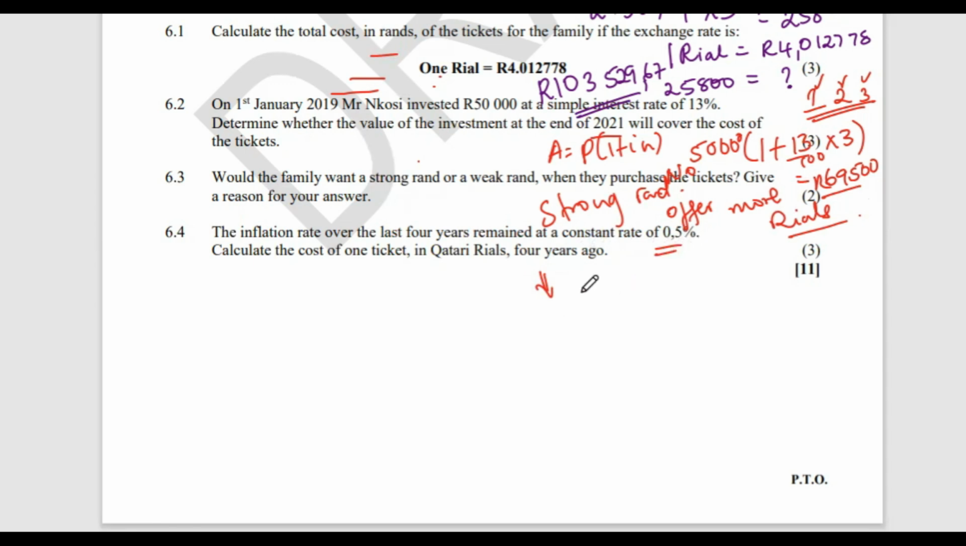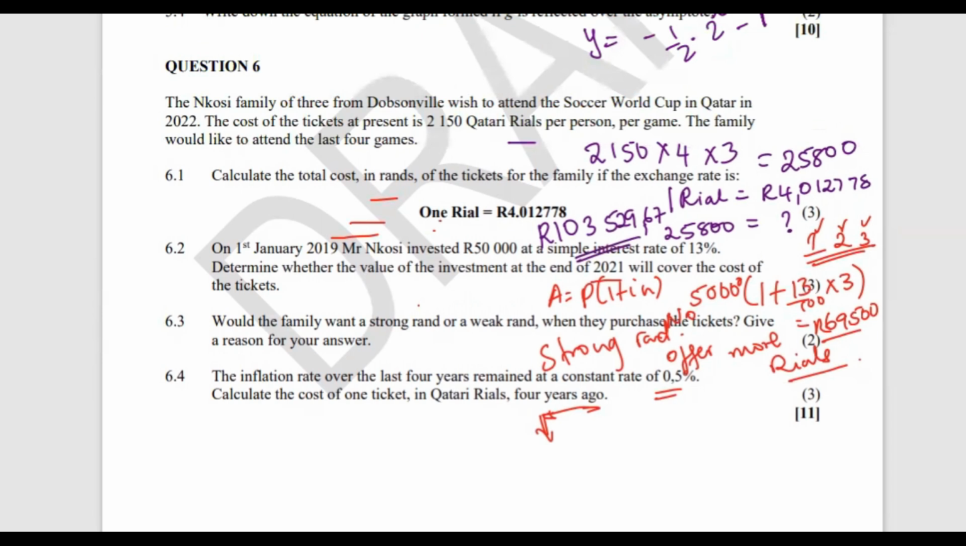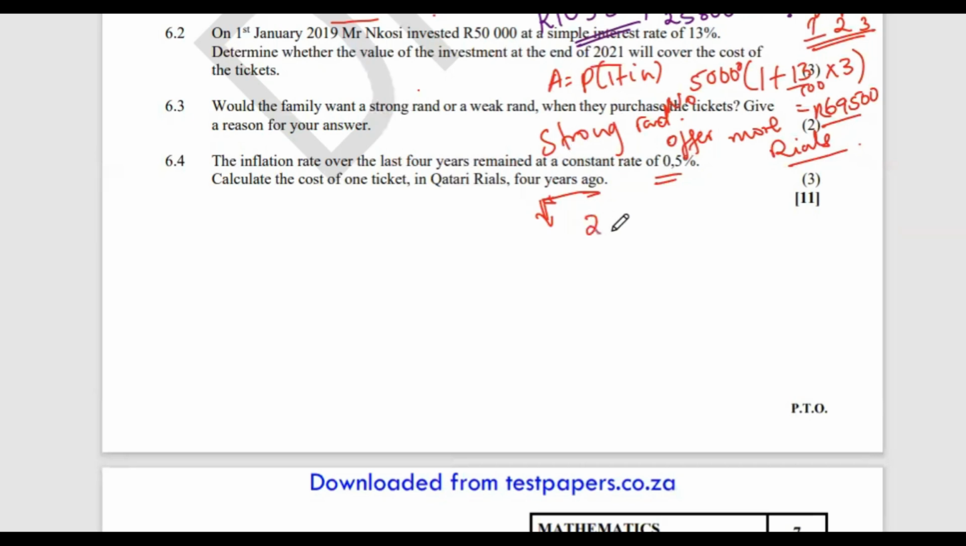Then the inflation rate over the last 4 years remained constant at 0.5%. Calculate the cost of 1 ticket 4 years ago. How much is a ticket? The inflation rate stayed the same. Okay. So when you talk about inflation, that is more like compound interest. Okay. The cost of the ticket was 2,150, 2,150 currently. Then how much was it back then?